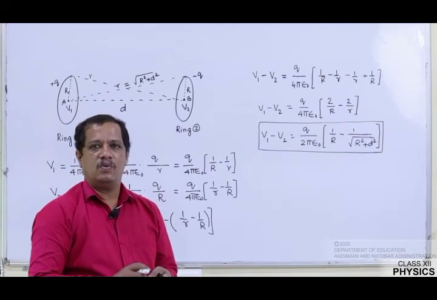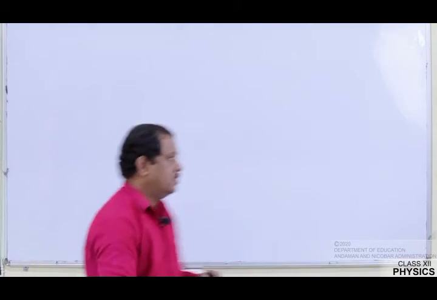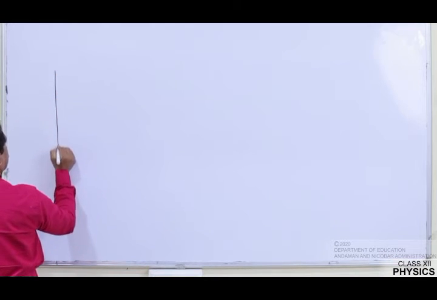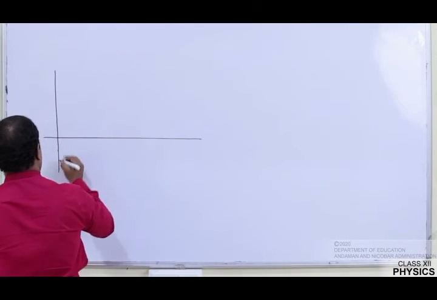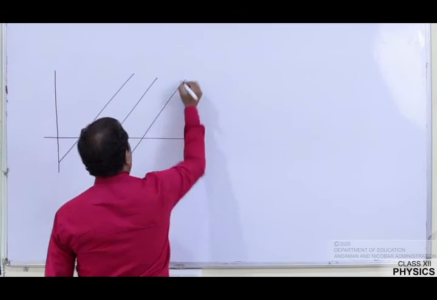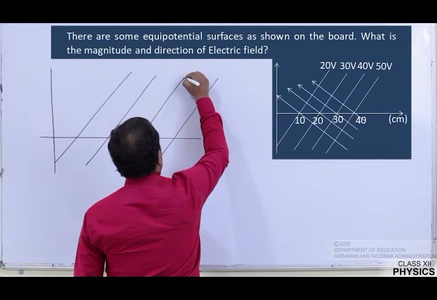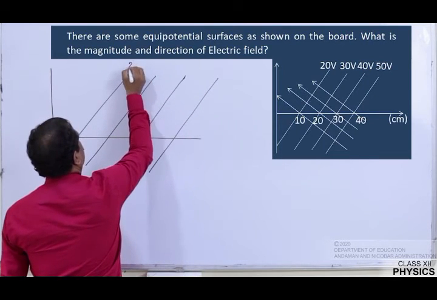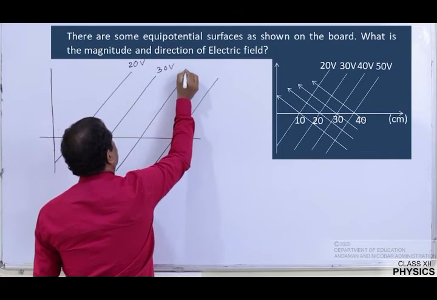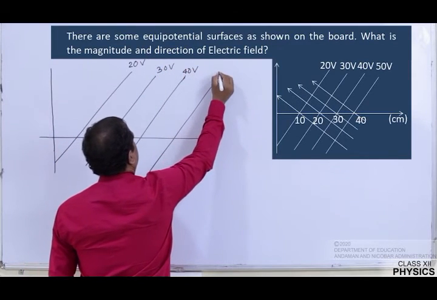Let's move on to another problem. The problem is like this. I have a set of equipotential surfaces, say like this. These are equipotential surfaces. Say this is 20 volt, this is 30 volt, this is 40 volt, and this is 50 volt.